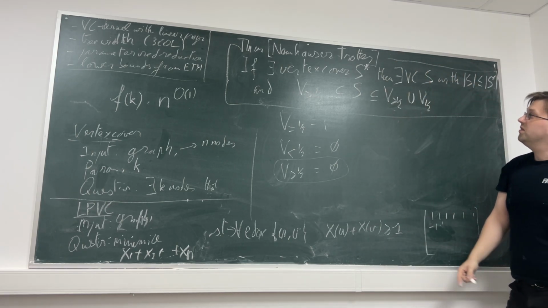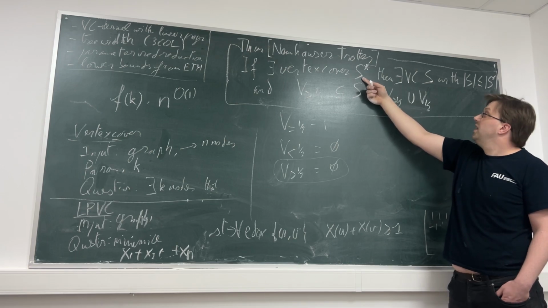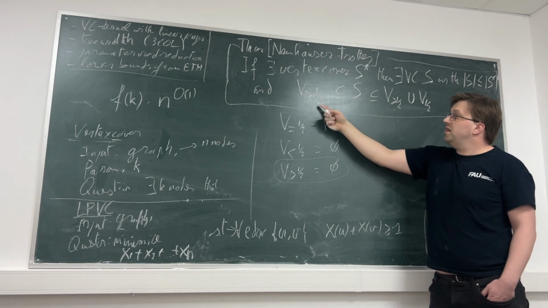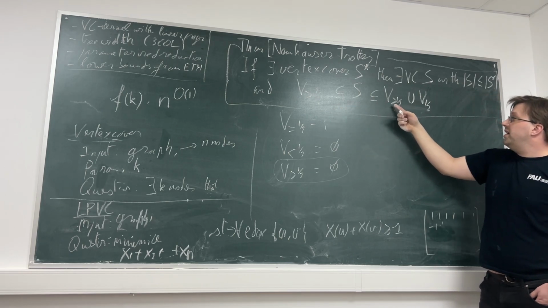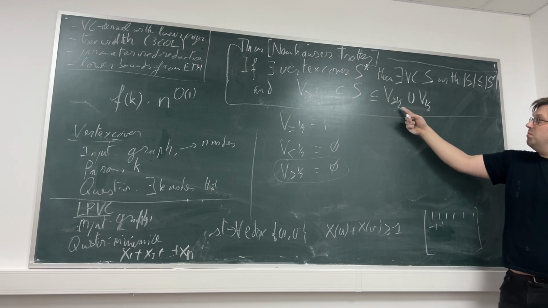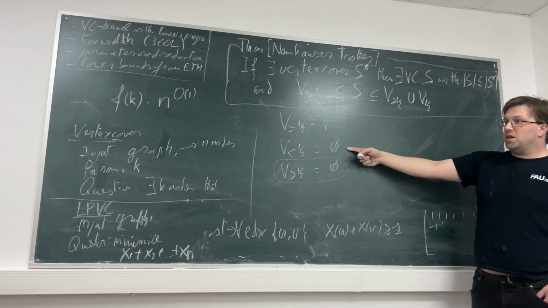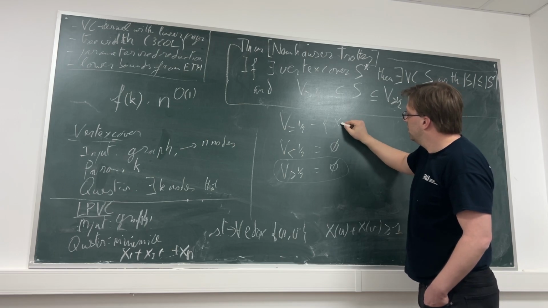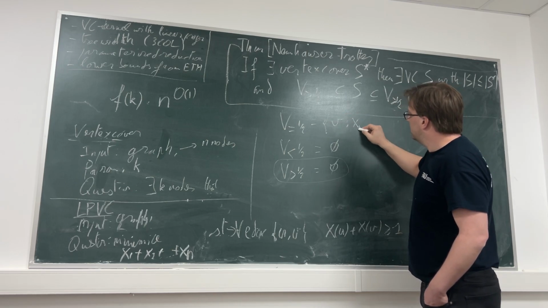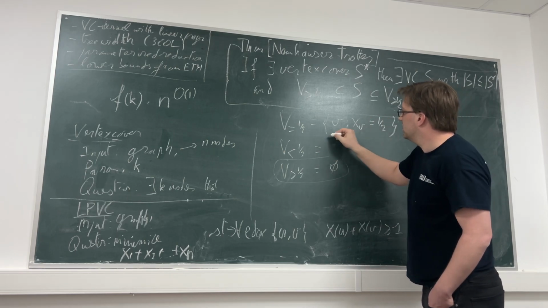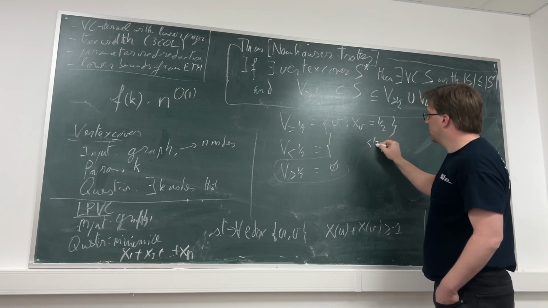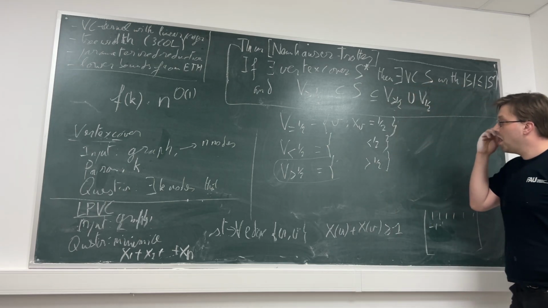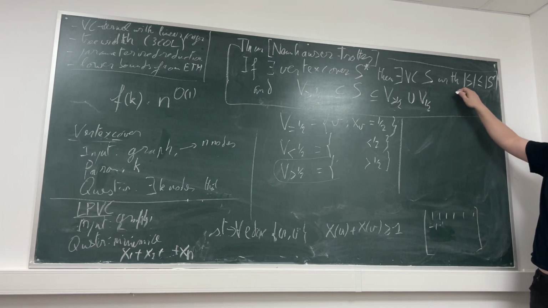Here I say it again. If there exists a vertex cover S star, then there exists a vertex cover S that's not larger, and S contains the heavy nodes and is a subset of, but contains no nodes from V smaller than 1/2. Here V equal to 1/2 is all v such that x_v equals 1/2. And here is V smaller than 1/2, and here V bigger than 1/2. Okay, so now we need to prove this theorem.